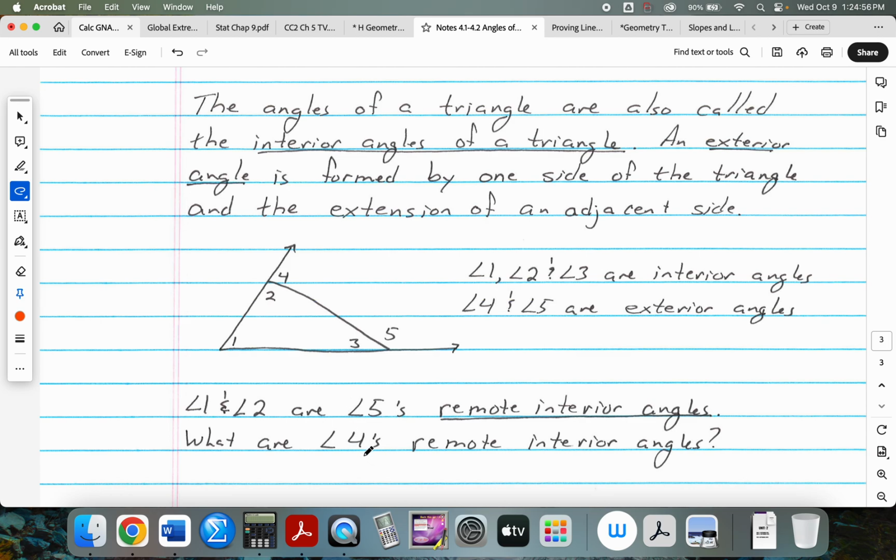So, what are angle 4's remote interior angles? Angle 1 and angle 3. Yeah, angle 1 and angle 3. It's the two angles inside the triangle that are not right next to it. In other words, the one that's not a linear pair with it.